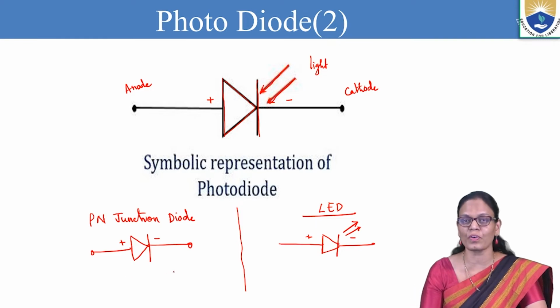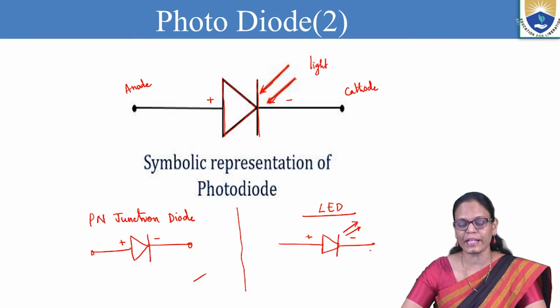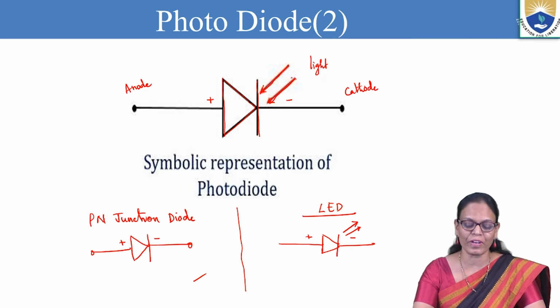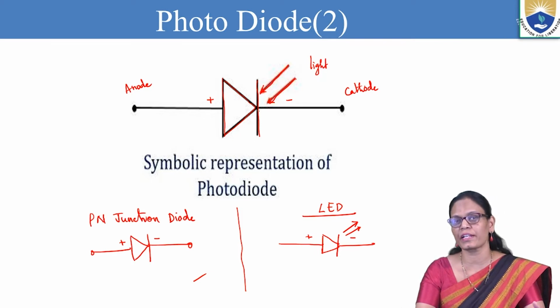A normal PN junction diode, and this is the LED where light is emitted, and this is the photodiode where light falls on the junction and that is getting converted into electrical energy.